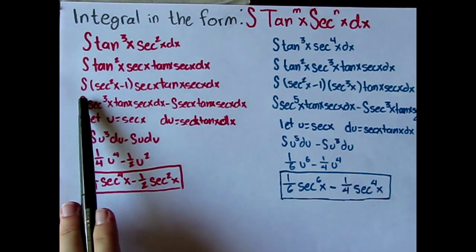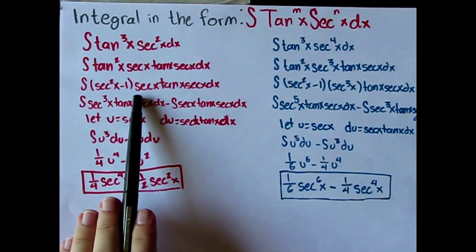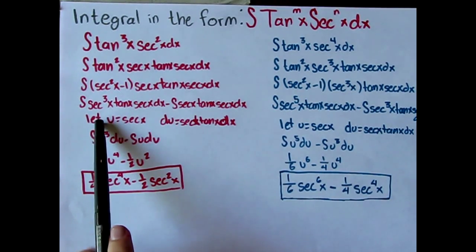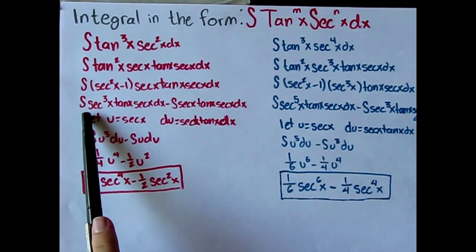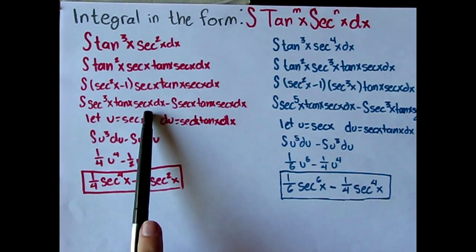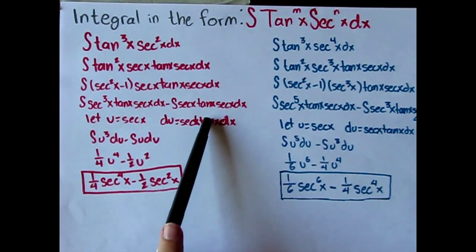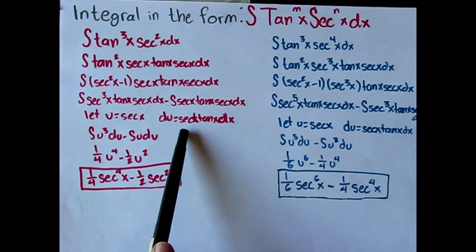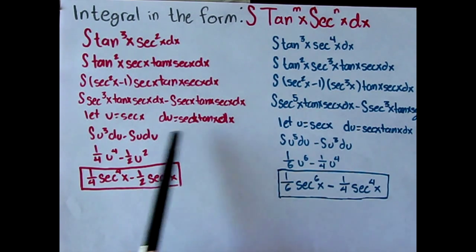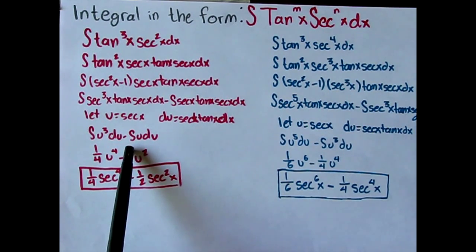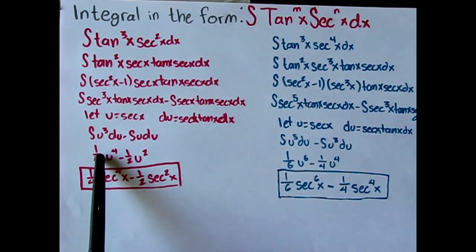And then you can use your trig identities to take out the tangent squared x and make it into secant squared x minus 1. And so you're going to have the integral of secant squared x minus 1 times secant x times tangent x times secant x dx. And then you can distribute to make it the integral of secant cubed x tangent x secant x dx minus the integral of secant x tangent x secant x dx. And then remember, you're going to let u equal secant x and du equal secant x tangent x dx. And then from there, you're going to plug in your u's. You're going to have the integral of u cubed du minus the integral of u du.